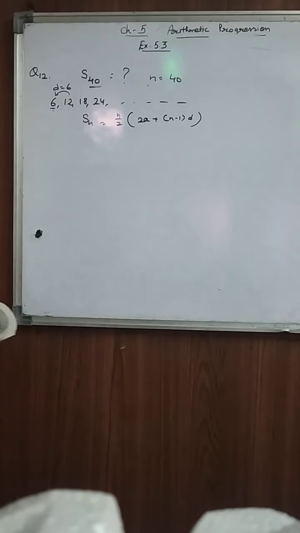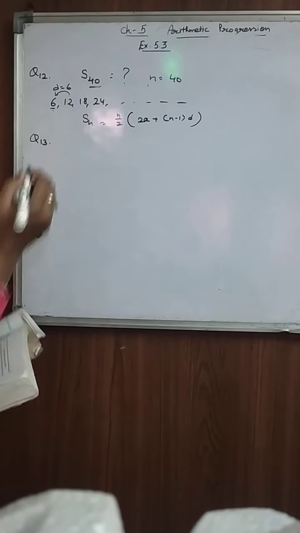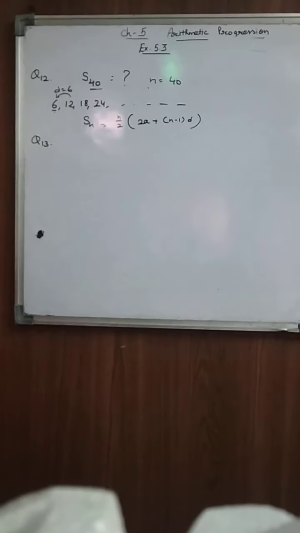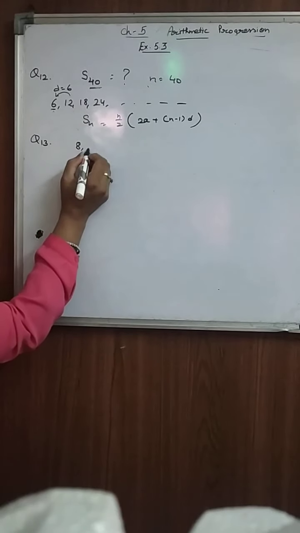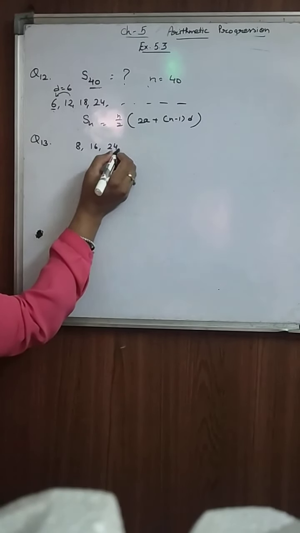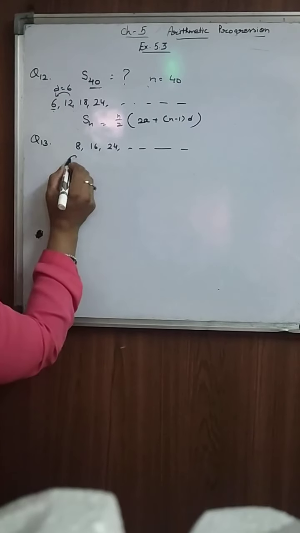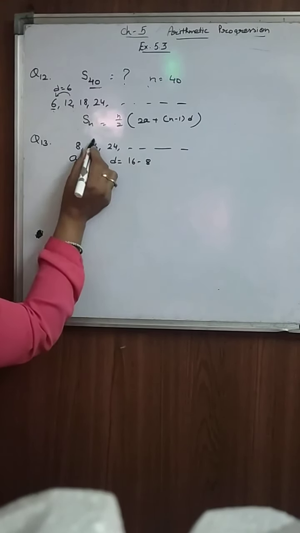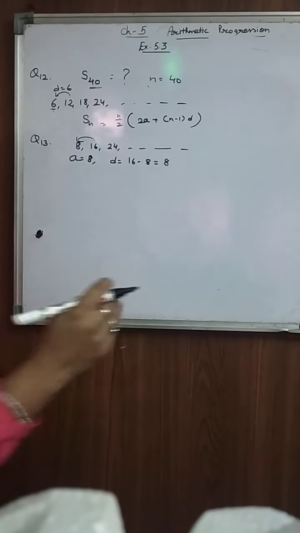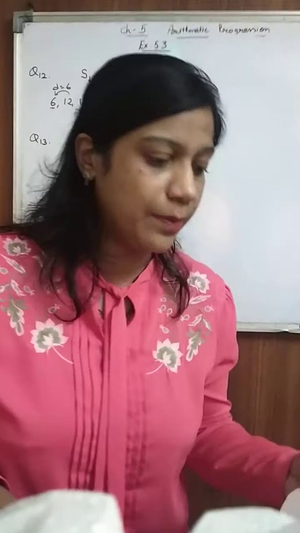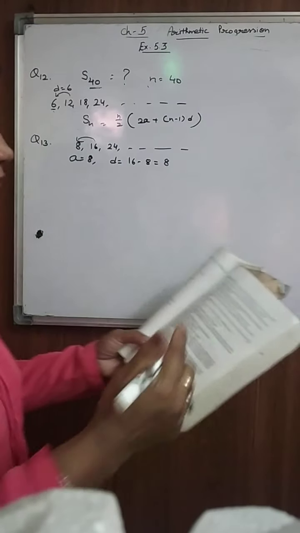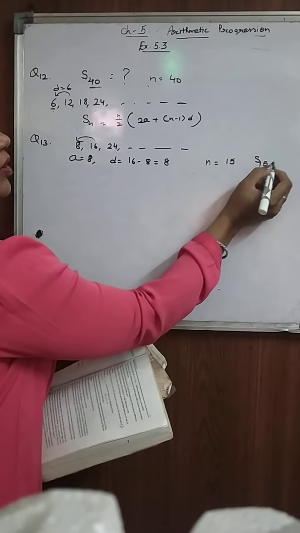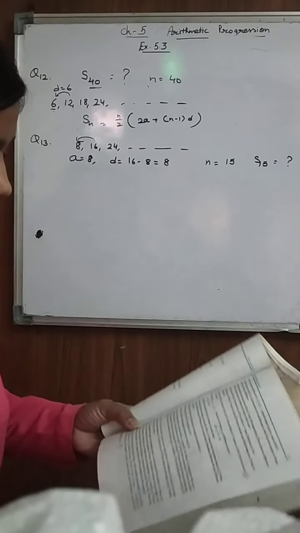Question number 13 is given to you. Find the sum of the first 15 multiples of 8. The same thing: 8, 16, 24 and so on. It means A is 8, D is 16 minus 8. These are only the multiples of 8, which are there in the table of 8. And we have the sum of the first 15, so it means N is 15. You have to find only S15 in this way.